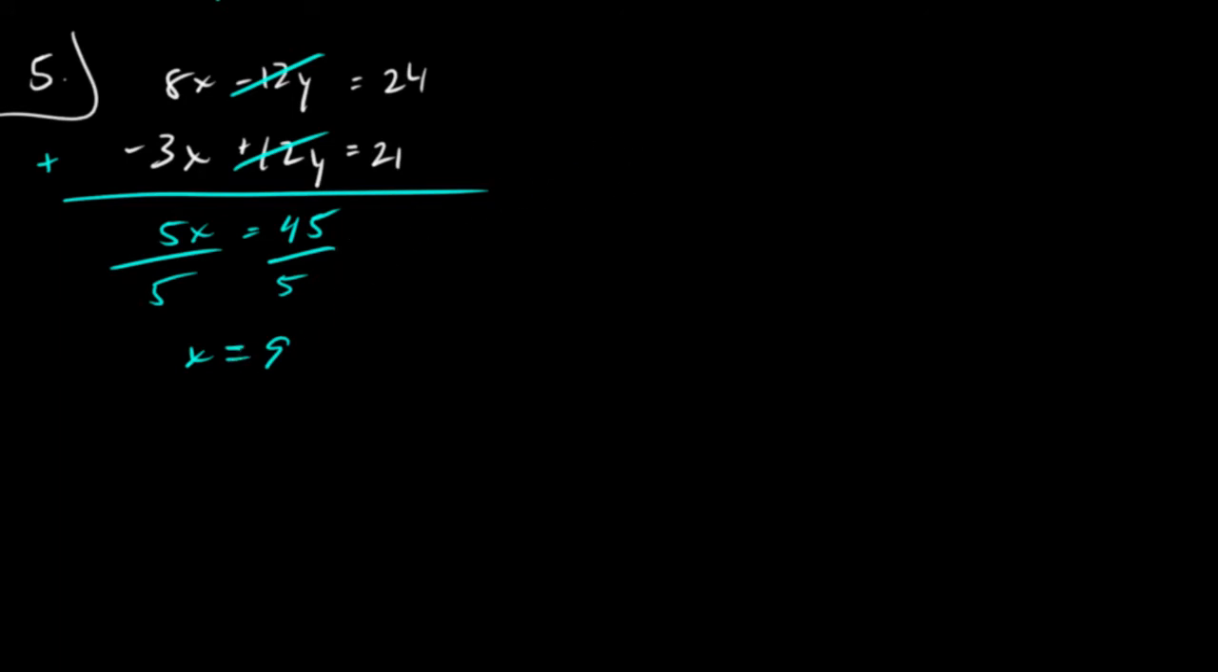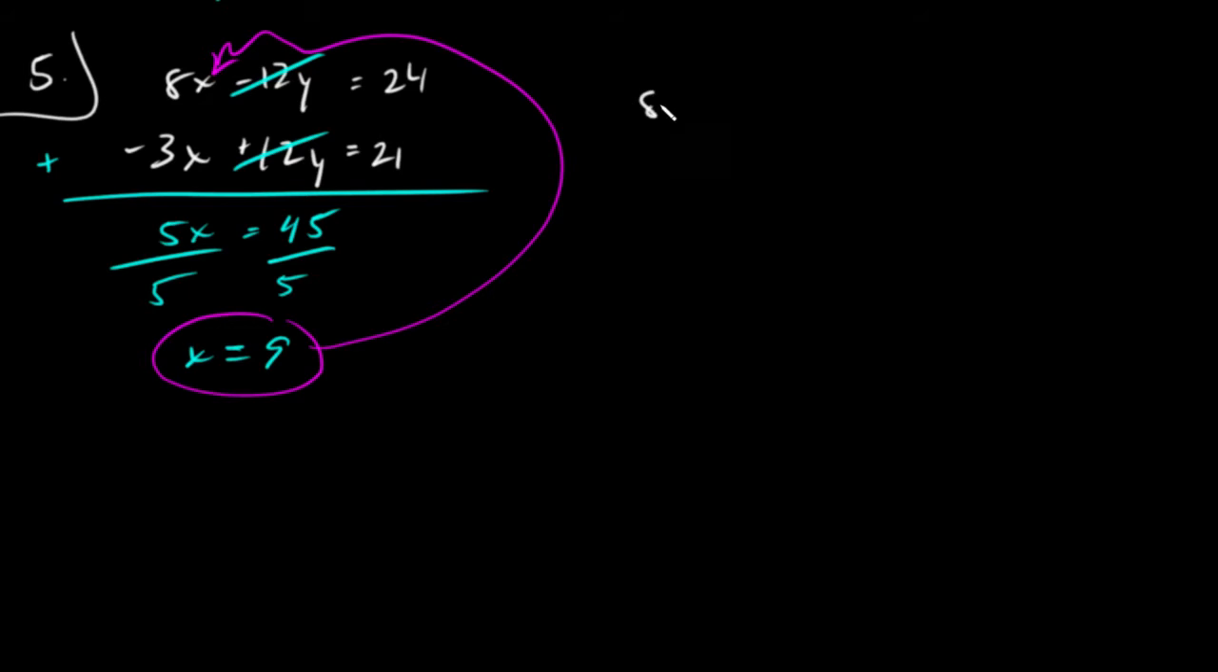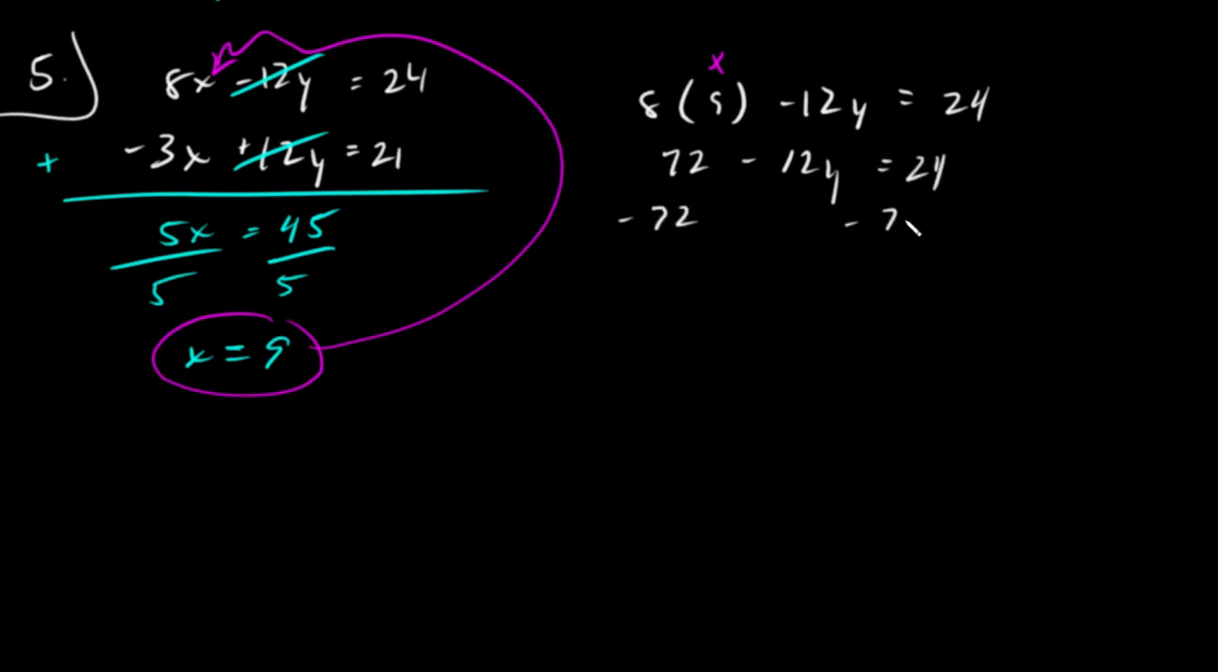Now you're going to plug this in. All right, I'm going to stay on topic. 8 times 9, that's our x, minus 12y equals 24. Man, it takes all my mental fortitude to stay on topic. 72 minus 12y equals 24. So you're going to subtract 72 from both sides, and you're going to get negative 12y equals negative 48.